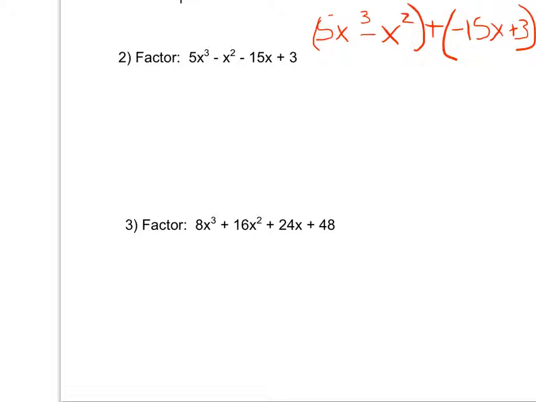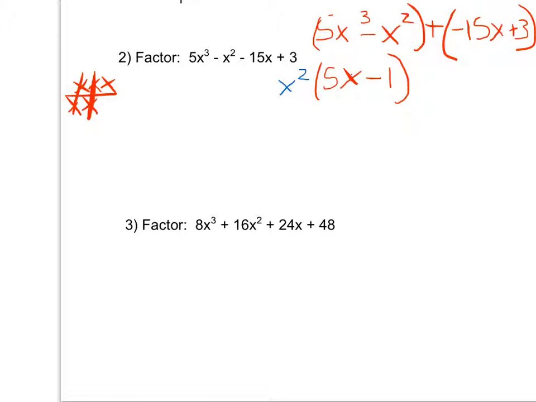Once I've grouped them, I'm going to ask myself, does my first expression inside the parentheses have a GCF? Well, yeah, 5x cubed and x squared can both be divided by x squared. When I take the x squared out, notice I'm left with 5x, since 5x cubed divided by x squared is 5x. Remember, you can always do some scratch work to see. Minus, well, anything divided by itself is just 1, so x squared divided by x squared is 1.